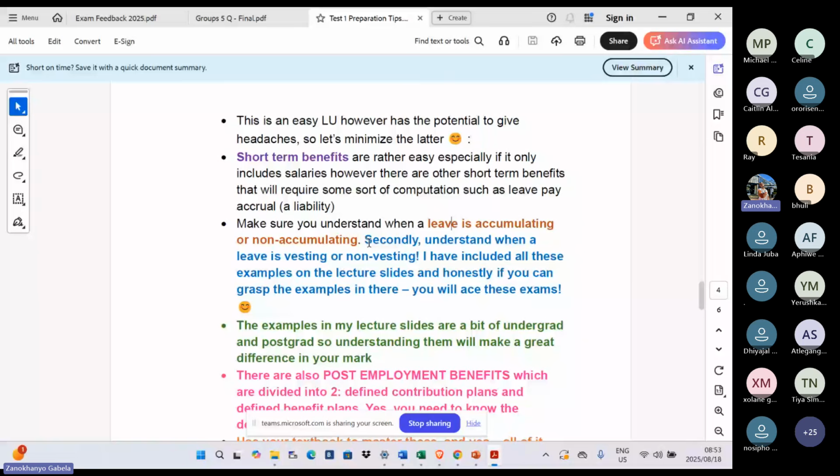All right, so I've also included those examples in there. Again, the journal entries are always so simple. You simply debit employee benefit expense, aka salary, and then you credit leave pay accrual or leave pay payable, whichever word you like, but basically it's a liability that we are going to pay or foresee to pay in the future. So that will be the general entry for that one.